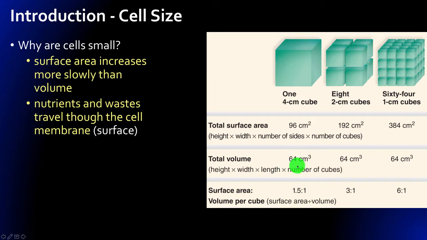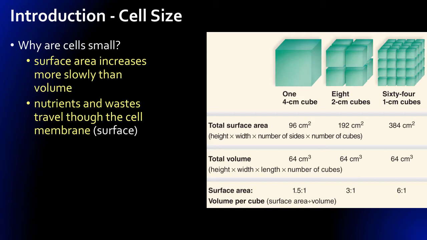But volume is just going to be the total height times the total width times the total length. And as we get that, it doesn't change the volume, the contents on the inside, as we get more and more of these small cells. So you might wonder, though, why does that matter?